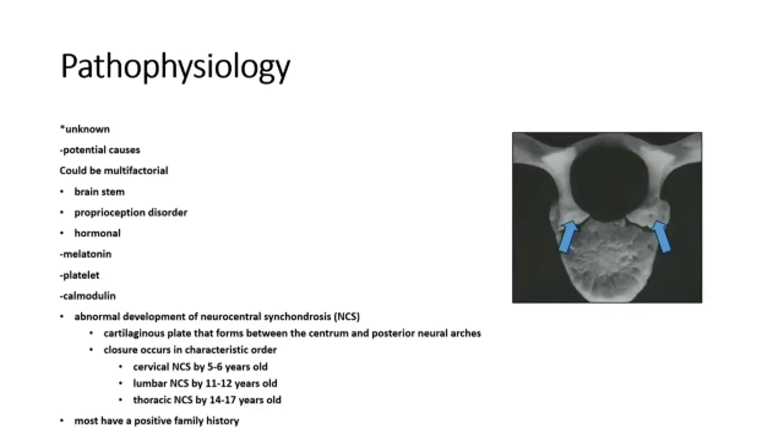And also the abnormal development of the neurocentral synchondrosis, which is this area, which is a cartilaginous plate that forms between the centrum and the posterior neural arch. And it closes in the cervical area at around 6 years, 12 years for the lumbar, and 14 to 17 years in the thoracic spine. And any abnormal development around this area can cause this scoliosis. And in most cases, there is a positive family history.